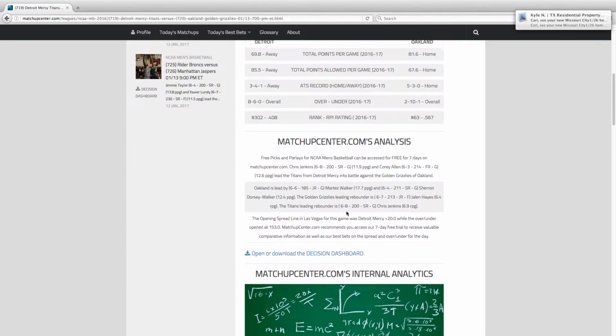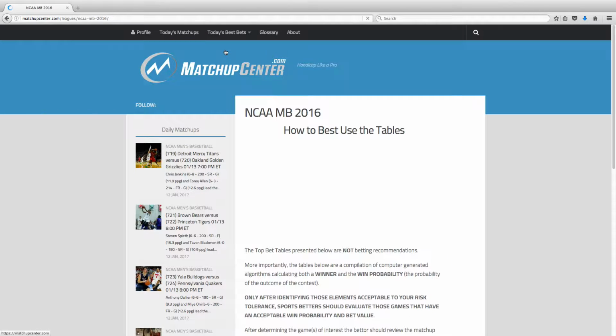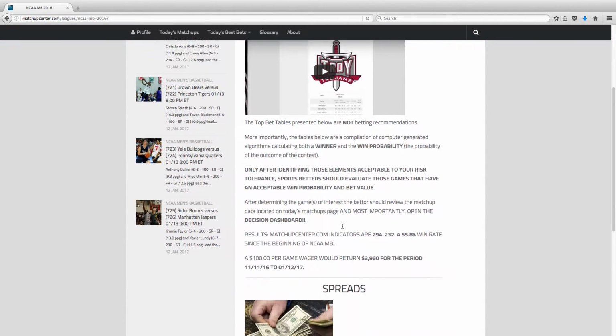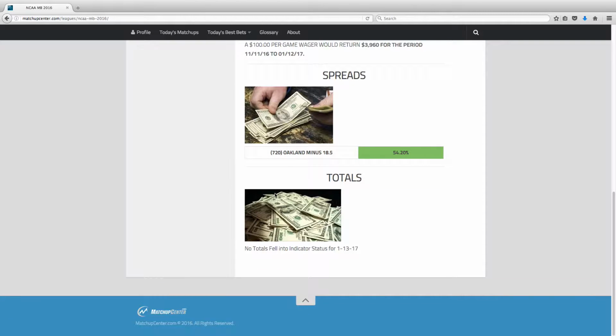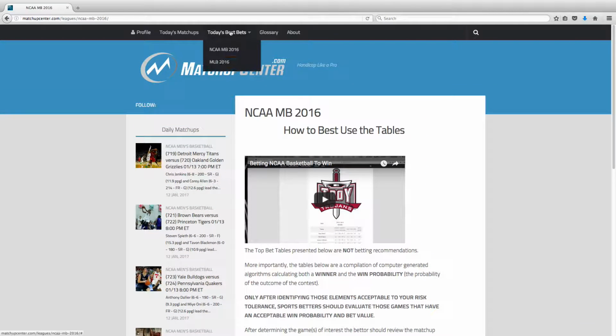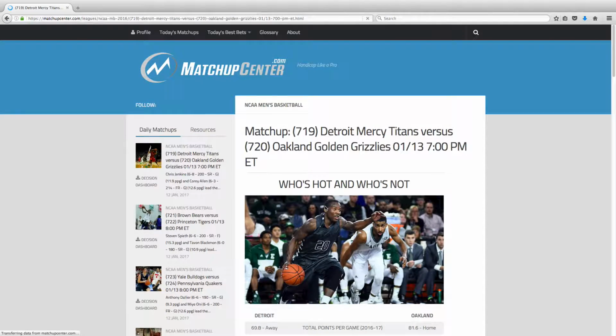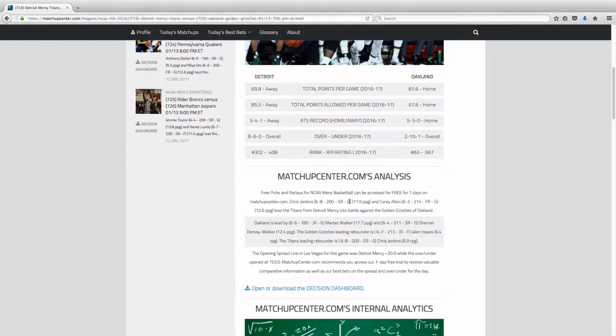If you're only going to take advice, then we recommend you go to our today's best bets, the NCAA men's basketball. Take a look down. Today's game is the Oakland game, which we're getting ready to go over. We're going to show you why. There's no indicators for totals, so we don't recommend anything there. And we're really not even recommending that. What we're recommending you do is take a better look at it. So let's go and take a better look at the Detroit game right now as we suggest.